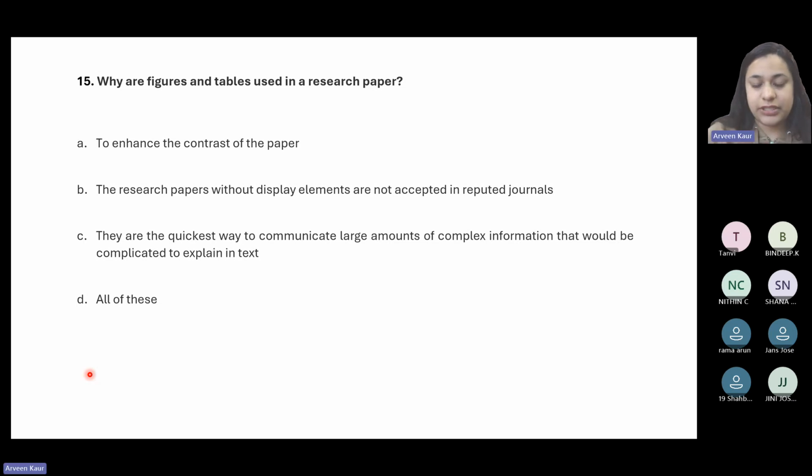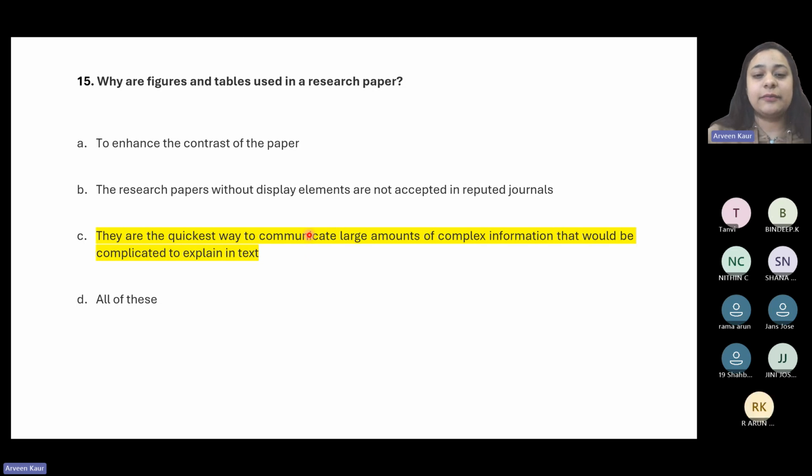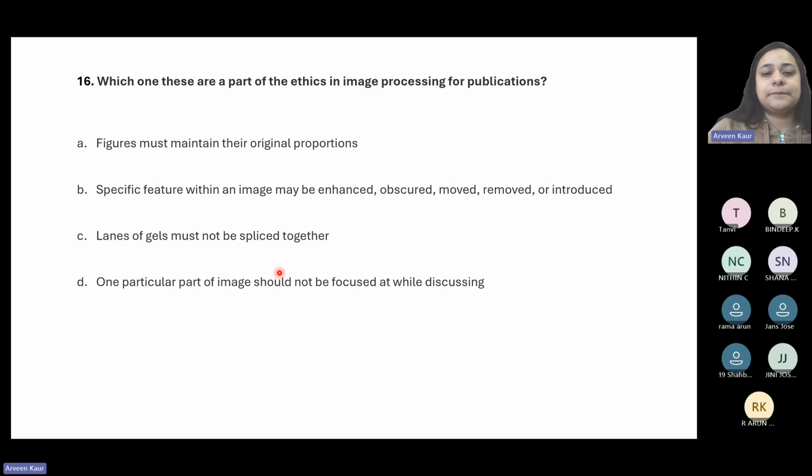Okay. So the answer for this one is option number C, right? So figures and tables are not present to enhance contrast of the paper or because articles will not be accepted without figures and tables, right? It is actually included because it is the quickest way to communicate large amounts of complex information that would be complicated to explain in textual format, right?